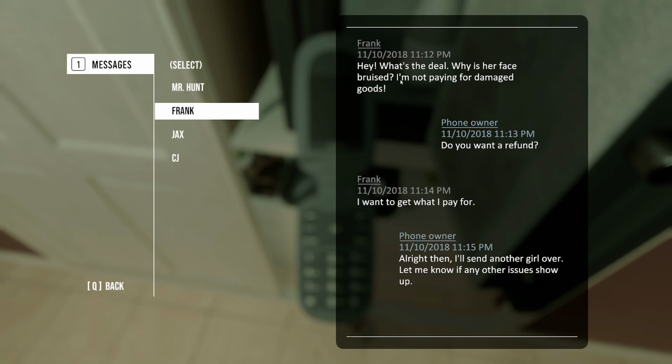Why is her face bruised? I'm not paying for damaged goods. Dent. Do you want a refund? 11:30 p.m. I want to get what I pay for. Again, dent. Alright, then I'll send another girl over. Let me know if any other issues show up.